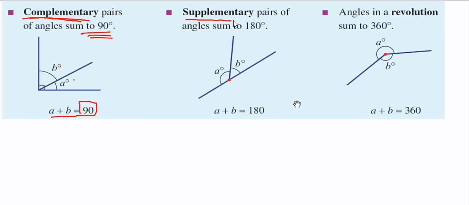We also have supplementary pairs of angles, and these add up to 180 degrees. So it's when you have a straight angle, and same deal, if that straight angle is split into two, the angles will again add up to be 180.